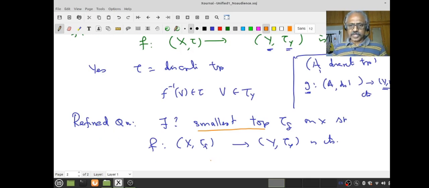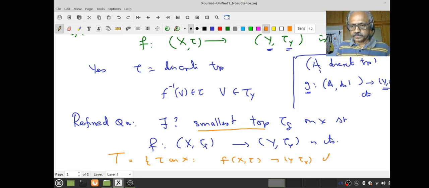Notice that existence of a smallest topology in this case is very easy because there is at least one topology. Therefore, if capital T is the set of topologies tau on X so that f from (X, tau) to (Y, tau_Y) is continuous, then the discrete topology belongs to this. Therefore, this set is not empty. The set of topologies with this property is not empty. Therefore, the intersection of such topologies will automatically be the smallest topology which makes f continuous. Do you understand?